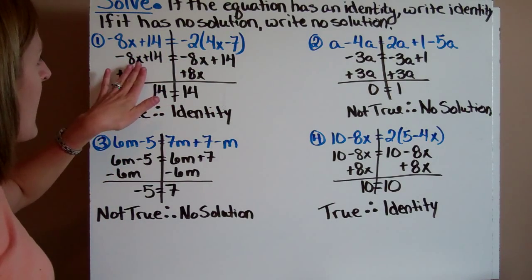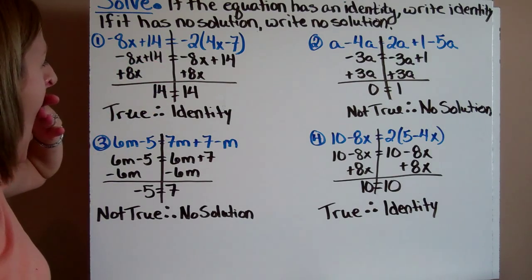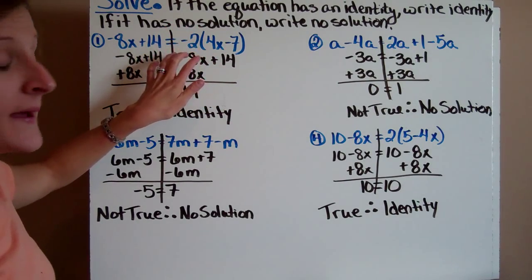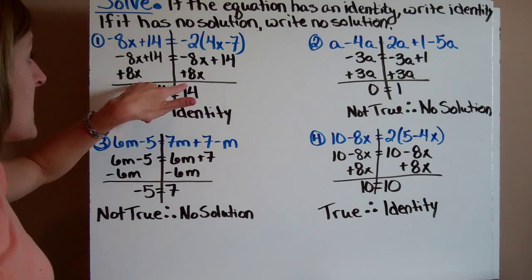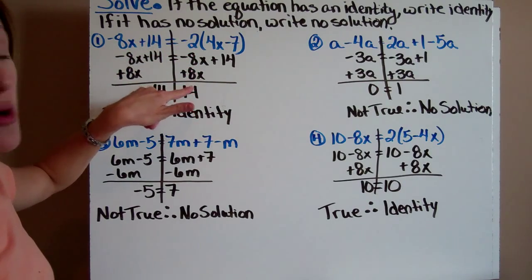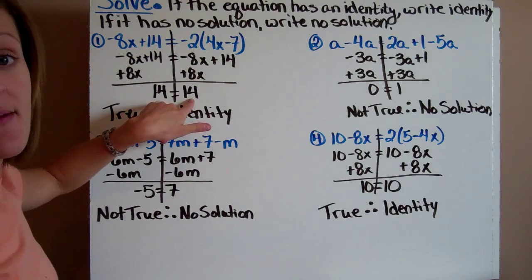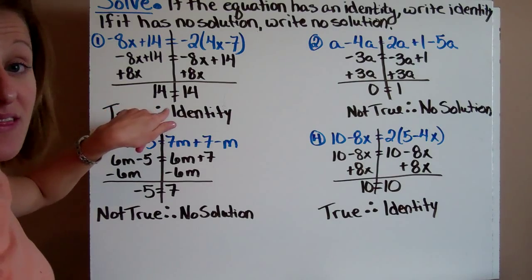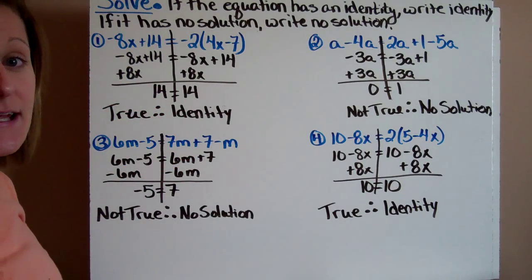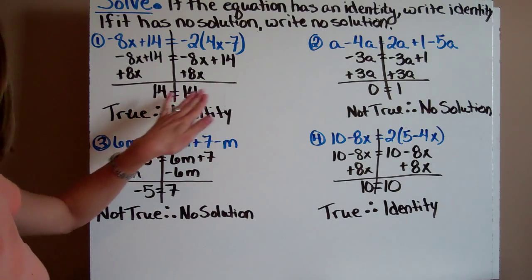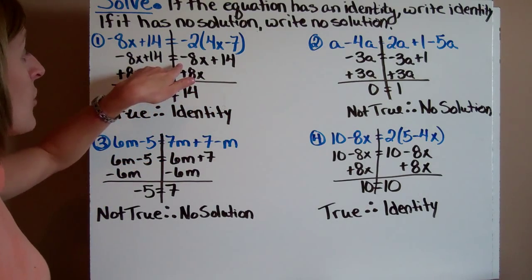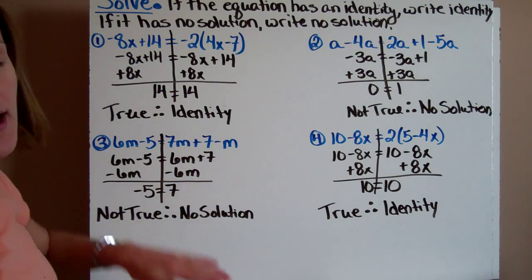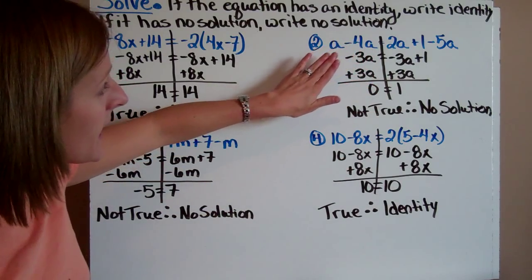Now notice I have negative 8x plus 14 equals negative 8x plus 14. They're the same thing, okay? Now if I add 8x to both sides, both x's go away, and I'm left with 14 equals 14. Since 14 does equal 14, that is true, and these three dots mean therefore, we're going to call it identity. And that's how I get an identity, if both sides equal each other. Now if you were up here and you noticed, oh, both sides equal each other, you could have stopped there and automatically said identity.